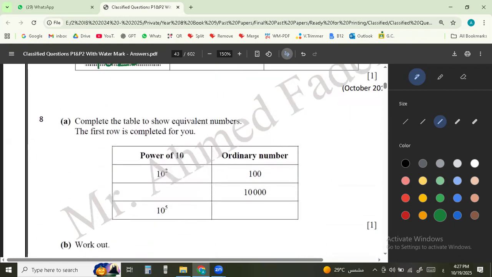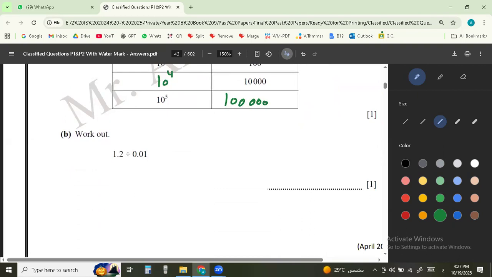Complete the table to show equivalent numbers. The first row is completed for you. Here, 10,000 is going to be 10 to the power of 4. 10 to the power of 5, I need 5 zeros, so 100,000. Here, we agreed before that dividing by a hundredth is the same as multiplying by 100, which is going to be 1, 2, 0.